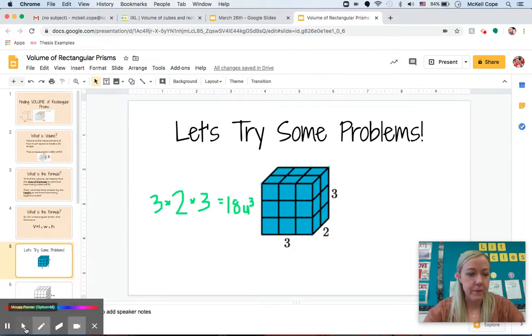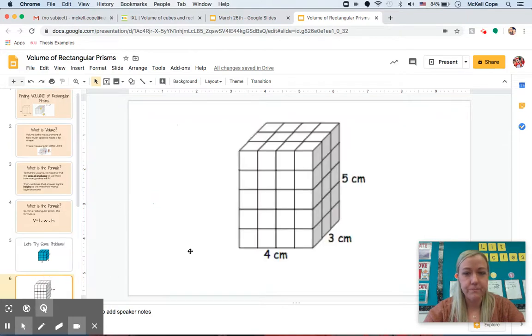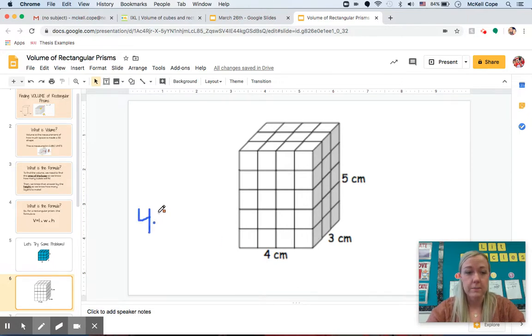All right, let's take a look at another problem. Okay, here we have another shape that is just full of cubes. So our first step is we want to know how many cubes are on that bottom layer. And so we're going to times length times width. So to find the area of how many cubes are on that bottom layer, I'm going to times 4 times 3, and that's 12.